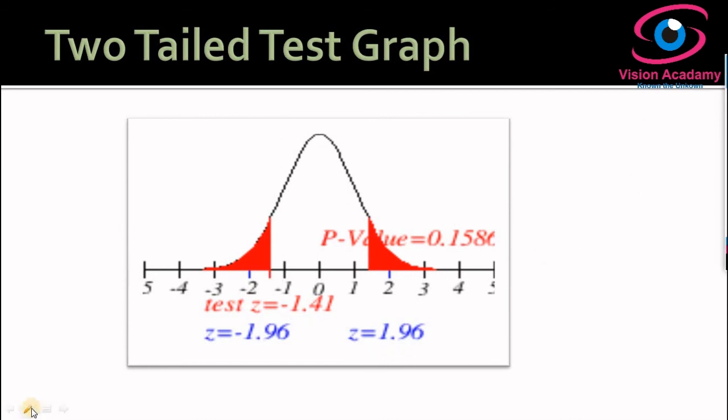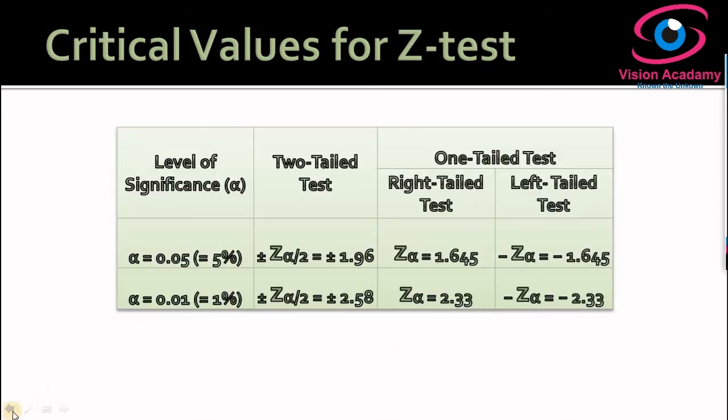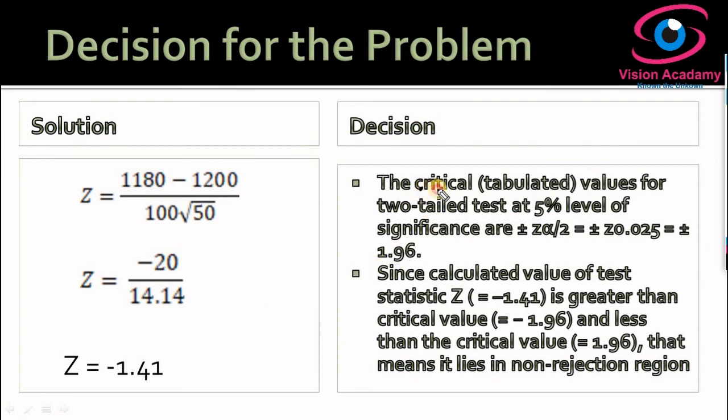If you want to take the decision based on the tested value and the critical value: our critical value, which means the tabulated value derived from the table, for a two-tailed test at the 5% level of significance is plus or minus z alpha by 2. Since it is a two-tailed test, alpha is divided by 2, which means 0.025 on either side for 0.05. That is plus or minus z 0.025, which equals plus or minus 1.96. Your critical value is 1.96.